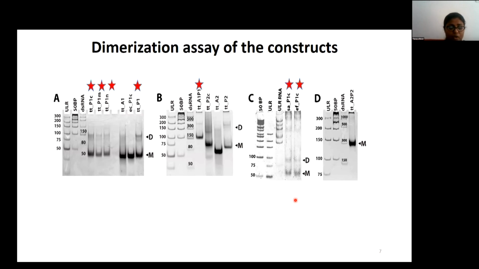For that, we annealed all of the RNAs with buffer which comprised magnesium chloride. The samples were then run on native polyacrylamide gel. Out of the 13 constructs that we had designed and prepared in the lab, 7, marked here in stars, could form dimers. But an important point to note here is that TTA1P1, which comprised the entire pocket, was also able to form a dimer.